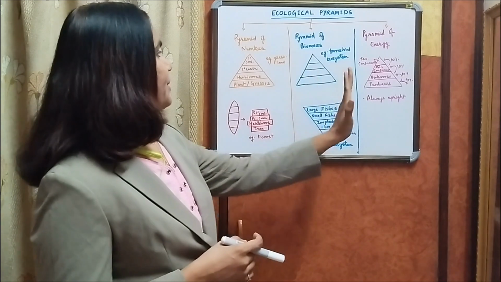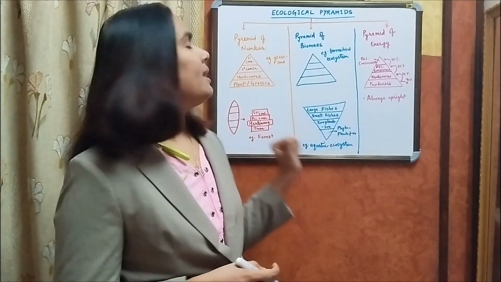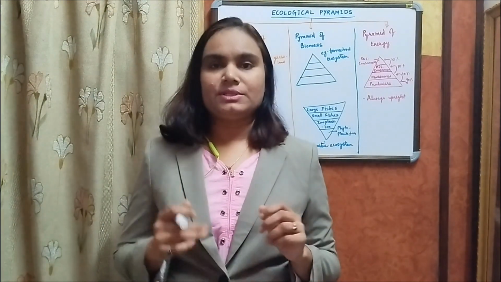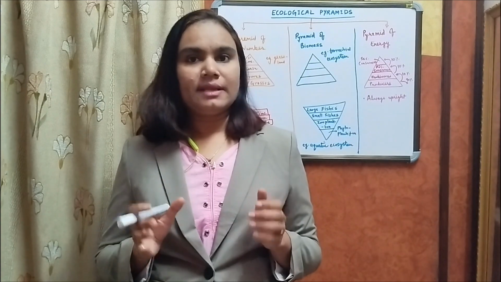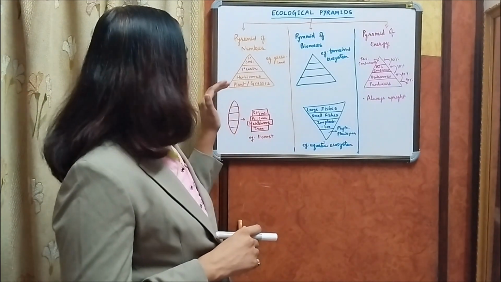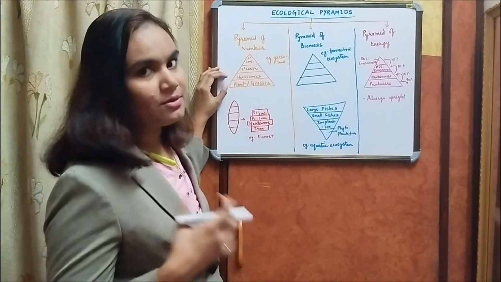There are three types of pyramids: pyramid of number, pyramid of biomass, and pyramid of energy. So first is pyramid of number. In this we represent number of organisms that are present at each trophic level. So it normally takes an upright shape like this. So there are more number of producers or green plants.